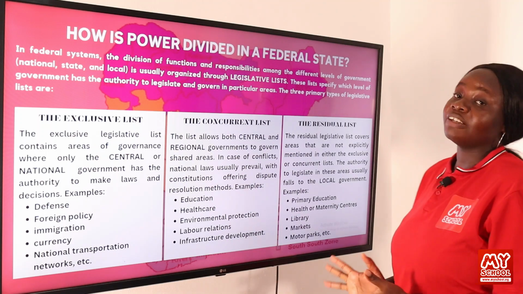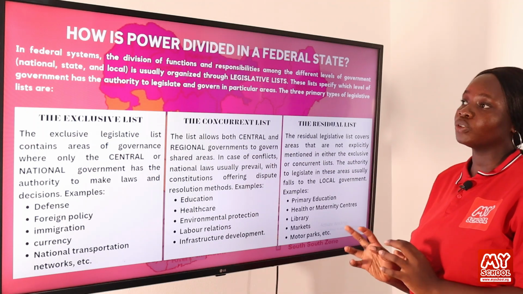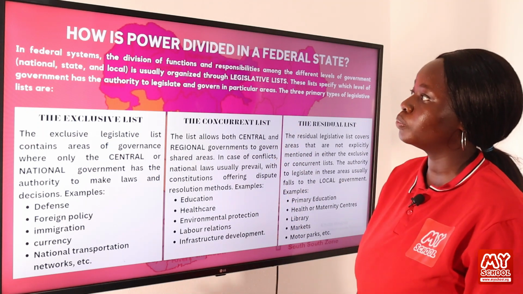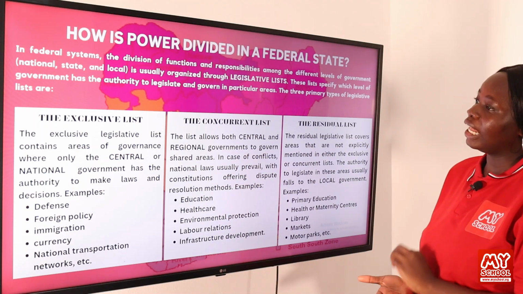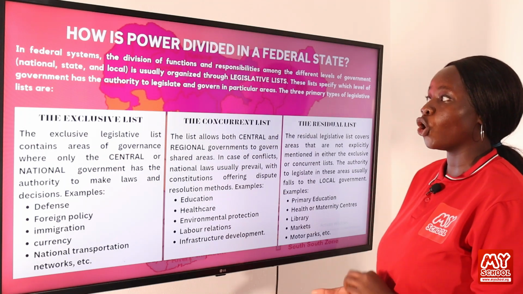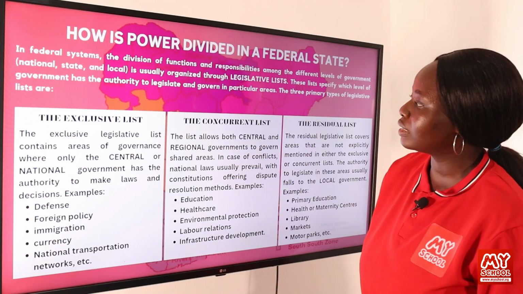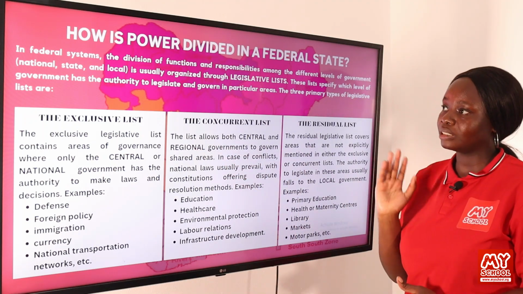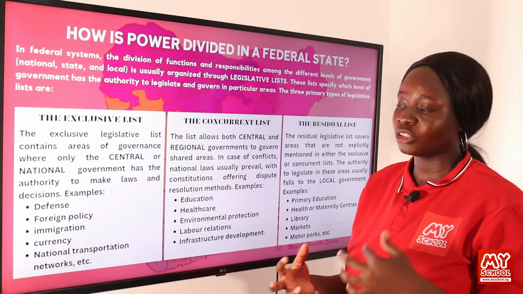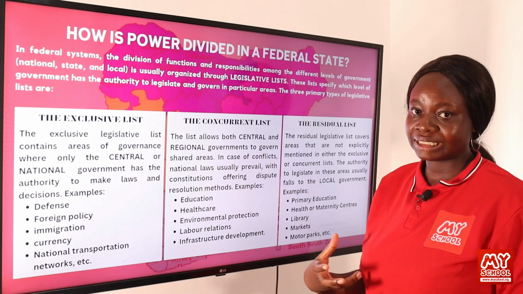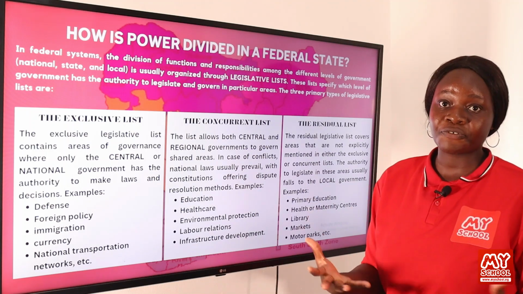So how is power divided in a federal state? In federal systems, the division of functions and responsibilities among the different levels of government, the national, the state, and local, is usually organized through legislative lists. So this list specifies which level of government has the authority to legislate and govern in particular areas. And the three primary types of legislative lists are the exclusive list, the concurrent list, and the residual list. So we've talked about how the powers of these different tiers of government are outlined in the Constitution. And this is what is outlined. What powers do each of these tiers have when they are administering the affairs of the state?